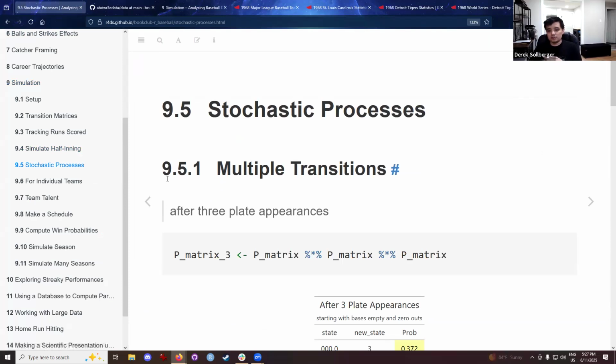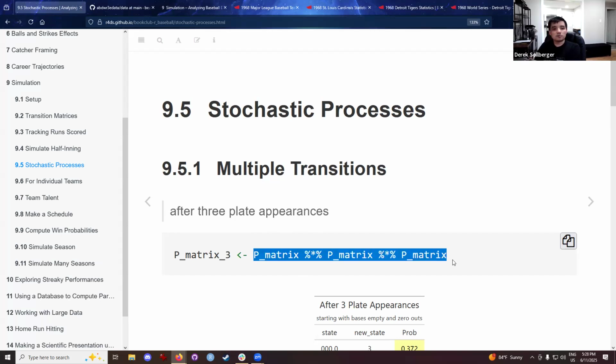Moving a bit more into the underlying mathematics, stochastic processes, which is a topic I really like. One of the nice things you could do when you talk about these transition matrices, especially the ones that were probabilities, row or column stochastic, if you wanted to talk about multiple iterations, such as 3 plate appearances, all you need to do is multiply that matrix by itself, in this case, 3 times.